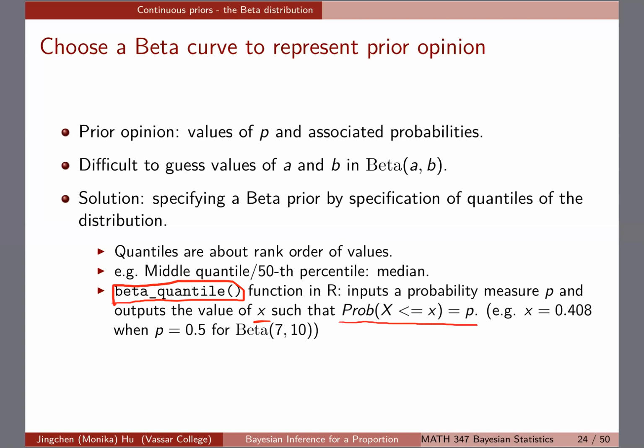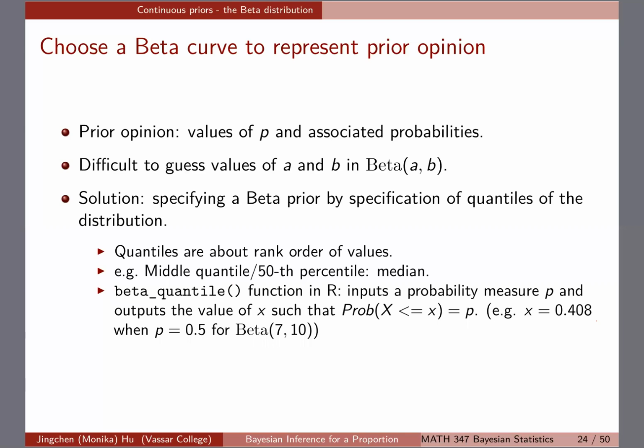So for example, if we're working with beta(7,10), this is just an example here, if we choose the quantile to be 50%, which is trying to find the median, then the median for this particular beta(7,10) will be the output from this function, which is 0.408. So even though I don't know exactly how to choose A and B per se, I can think about the quantiles of the distribution that I want my beta prior to have.